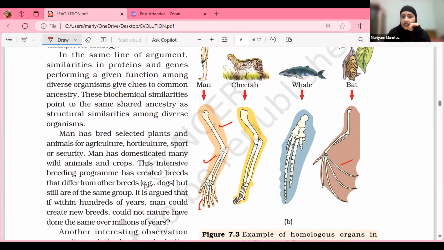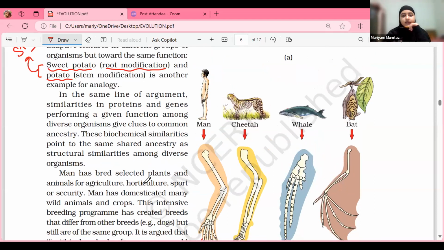This is homology, and when the structures are anatomically different but the functions are the same, that is analogy. Any doubt up till now? No doubts? All right, very good.